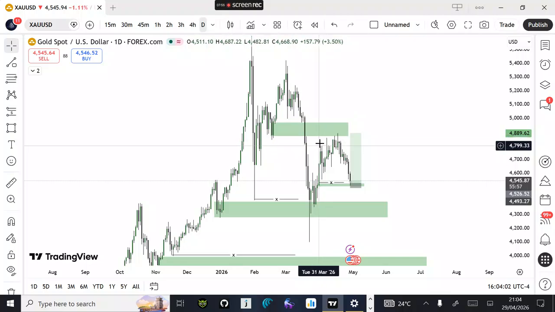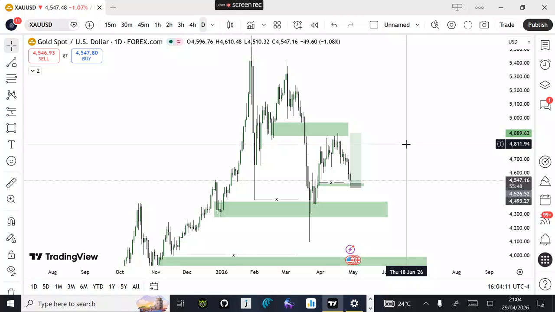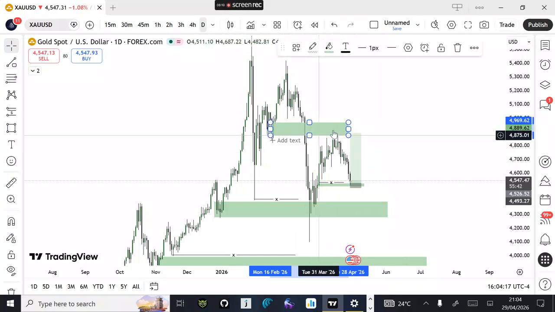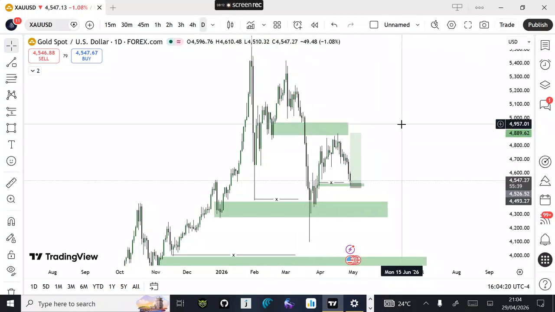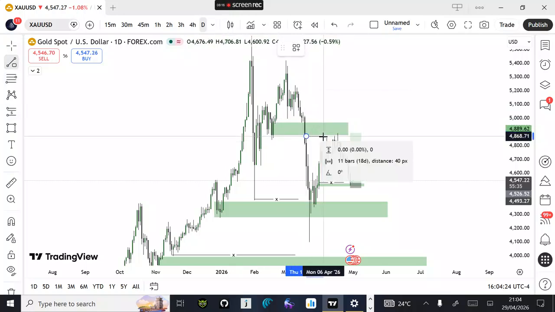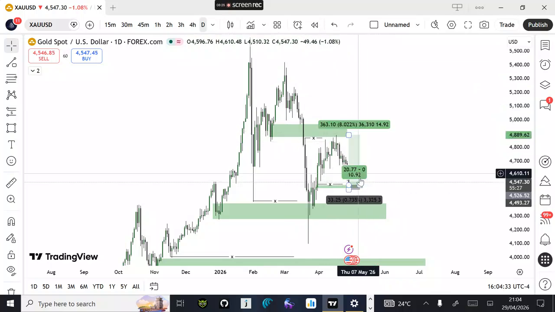But to me, there was no inducement here. I don't see any inducement. So this is just like price retracing to a good demand zone. That is what I am seeing. Many people will call this an inducement, but to me, I can't call this an inducement. Let me use the body of the candle. Okay, maybe they call this an inducement and they started shorting because they feel gold is on a downtrend, and they started shorting from here.